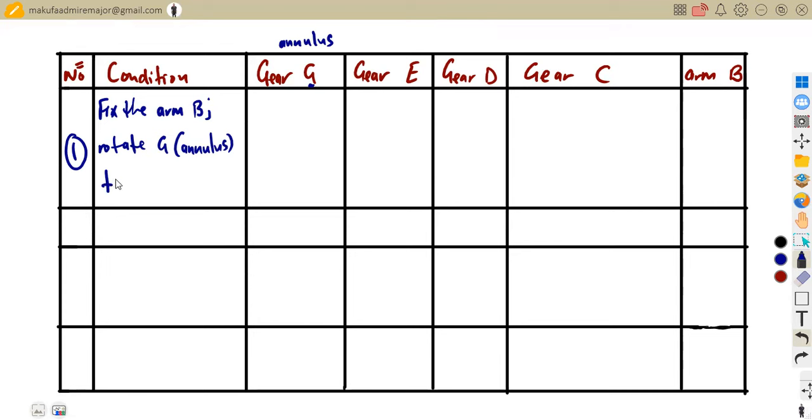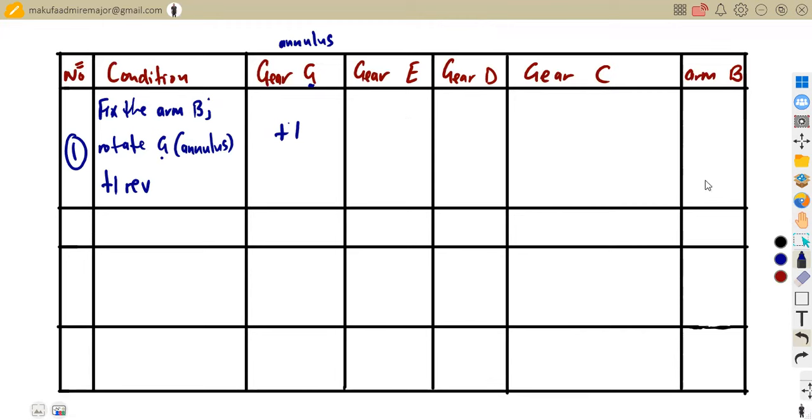1 revolution clockwise. So that's +1. So now let's consider what's gonna happen between G. Like I said, if you consider G, it's going to be what is rotated, G over G. So G is just gonna remain with a +1. For E, it's going to be G over E. For D, it's gonna be G, but D and E are connected.